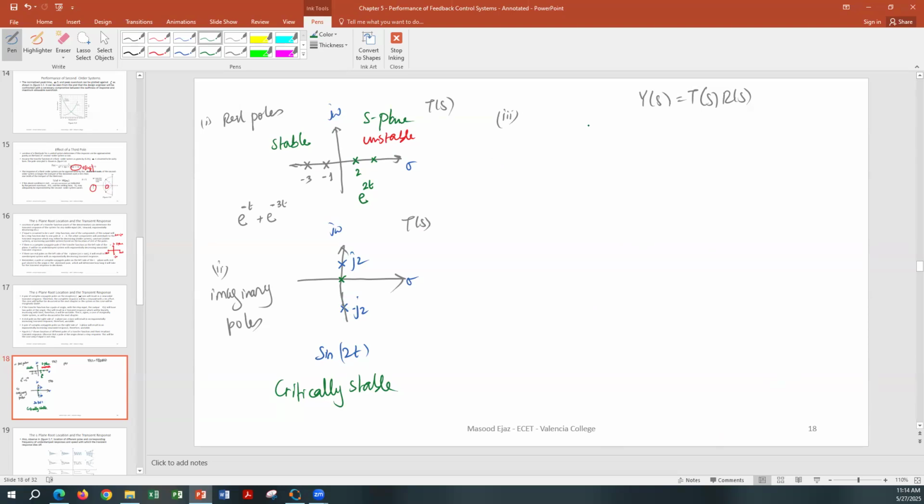All right, third is if the poles of the transfer function are complex conjugate. Of course, if you just have one pole at s is equal to 0, that's going to produce a step function, but it's also a critically stable system. So if you have a pole at s is equal to 0, then it is going to produce a step output, not going up, not going down, not sinusoidal, but a step output for the transfer function.